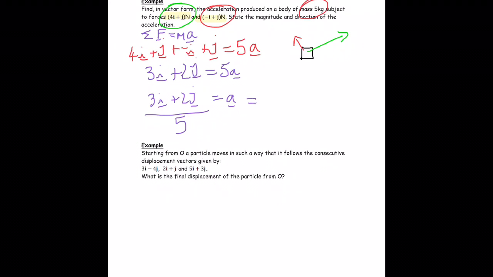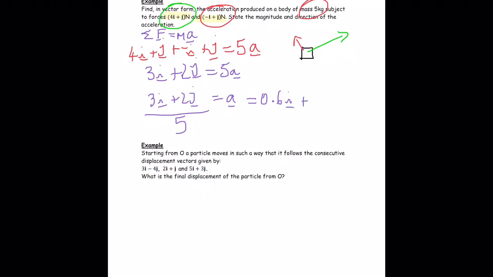You may prefer them as decimals, you modern people, you. 0.6I plus 0.4J. There we go. If you wanted to, 3/5 I plus 2/5 J. Done. So you just rearrange, add all your forces up, which would equal your mass times the acceleration vector, and maybe just divide by the mass, and there we go, you've got your acceleration vector. So the acceleration is going across to the right and up a bit, not too much though. They're not very large values in front of the I's and J's, so we won't have a very big magnitude.